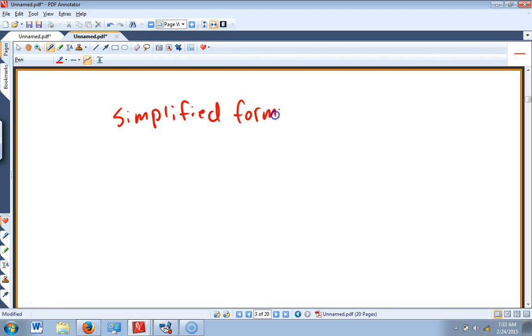form of, I'm going to make my pen a bit thinner. The simplified form of 3 times 10 to the 5th times 5 times 10 to the negative 12th. Okay? So, we're going to multiply this.